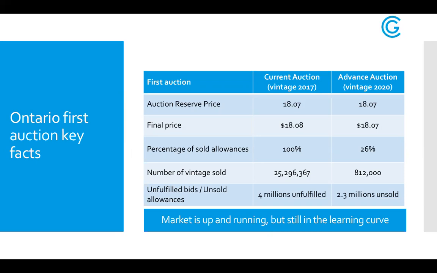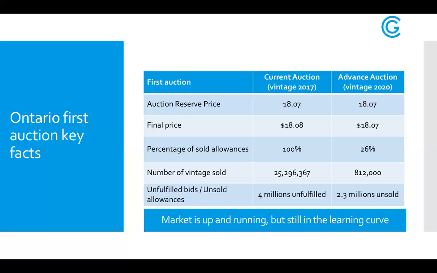One other main aspect or main fact of that auction is 100% of all allowances available for the vintage 2017 were sold, as opposed to what previously happened on the Quebec California auction, where only 18% of all available allowances were sold due to various factors. In the Ontario market, everything was sold, at least for the current auction, which is a good signal that participants are willing to be active, to comply to their obligations, and to be part of the market.